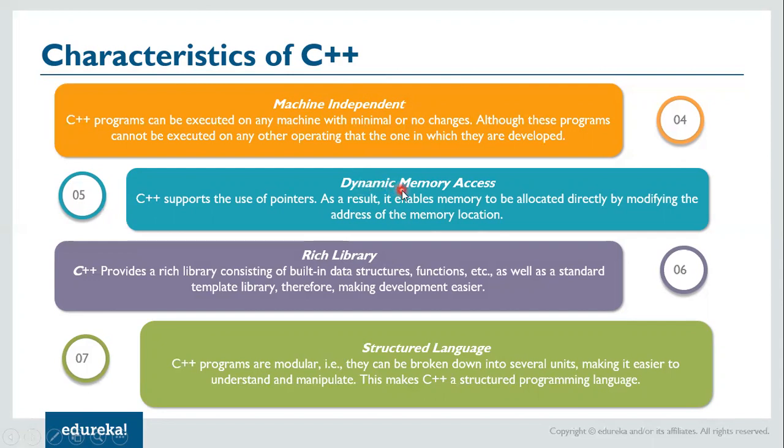Then we have dynamic memory access. It means that C++ supports the use of pointers. As a result, it enables memory to be allocated directly by modifying the address of the memory location, which is a very powerful capability or feature of C++.